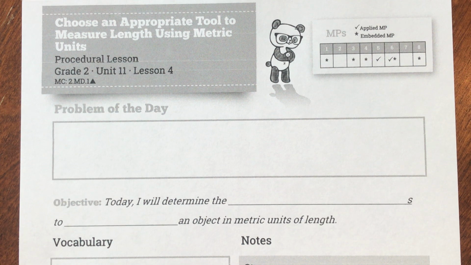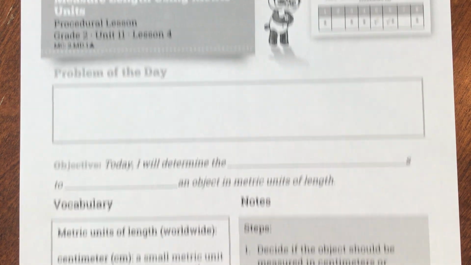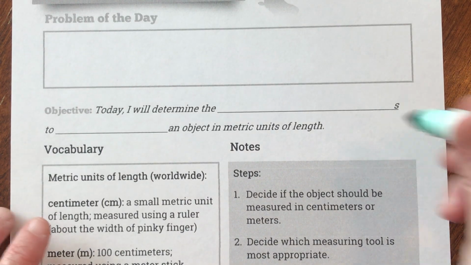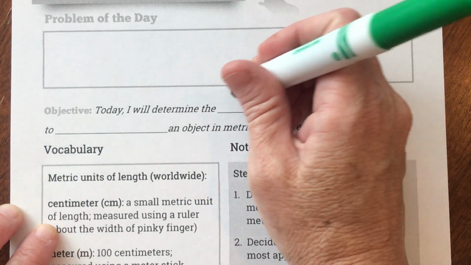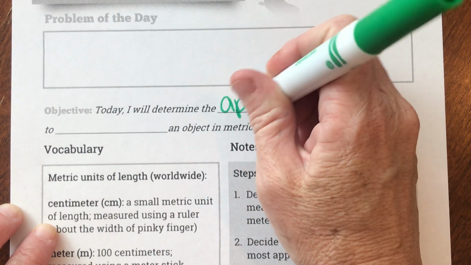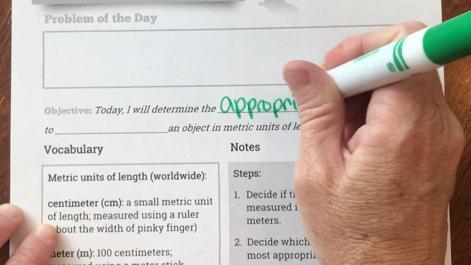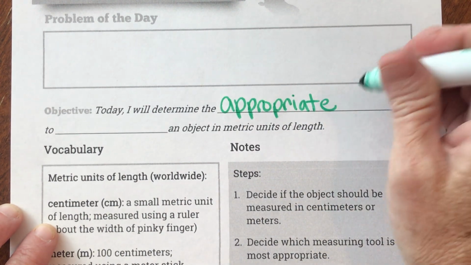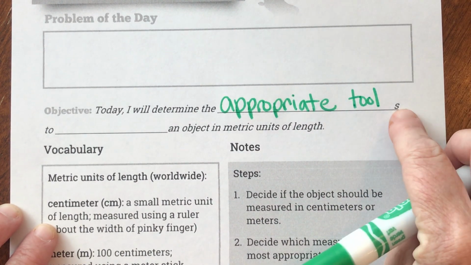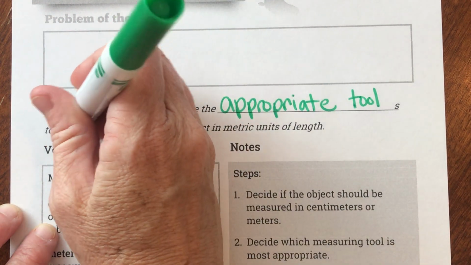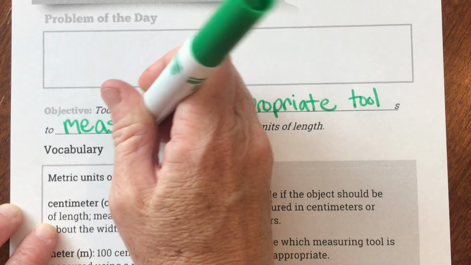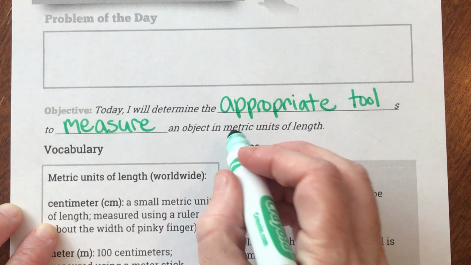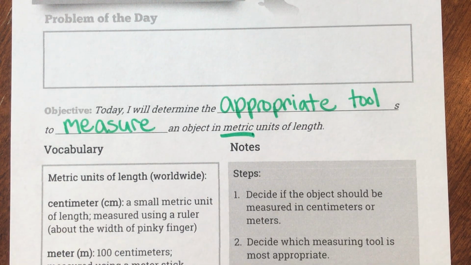Our goal today is, I'm sorry, boys and girls, I forgot to tell you, we're on page 101 of your student journal. 101. Okay. Our objective today is I will determine the appropriate tool or tools to measure an object in metric units of length. And remember, appropriate means the correct or the best.